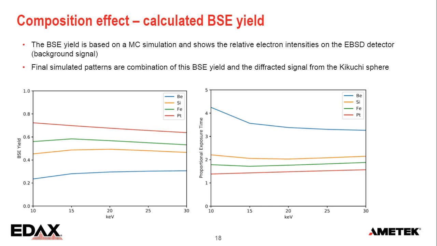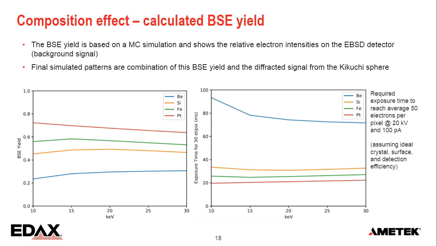And here is just to illustrate that in the exposure time needed to get 50 electrons per pixel on average. And then again, so it's about 3 to 4 times the exposure time that you would need for beryllium. And the lower the kV, the worse it gets.